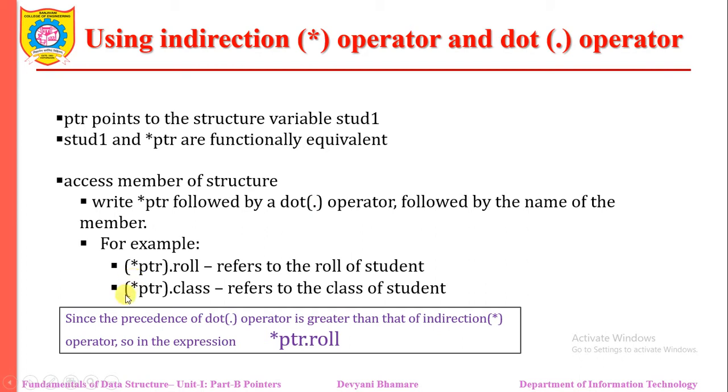Since we are using two operators, asterisk and dot, we have to consider operator precedence. In the precedence, the asterisk operator has greater precedence than the dot. So you can rewrite this statement without this bracket, in this fashion. So this is another way to access the structure members by using the asterisk and dot operator.